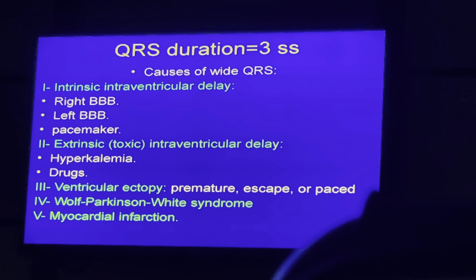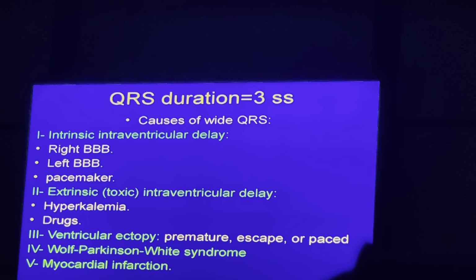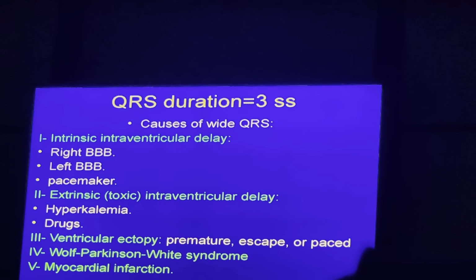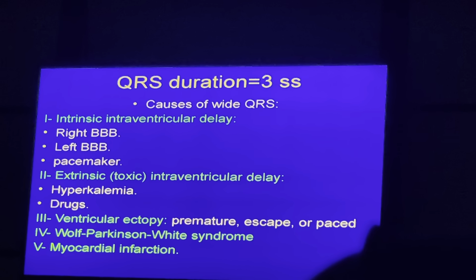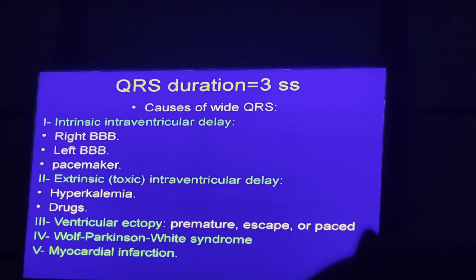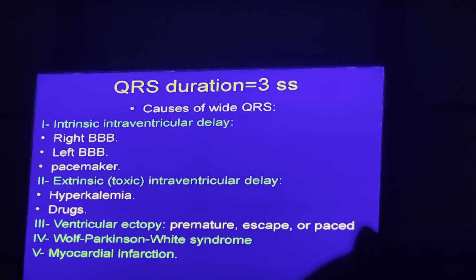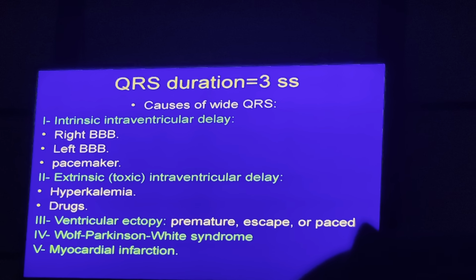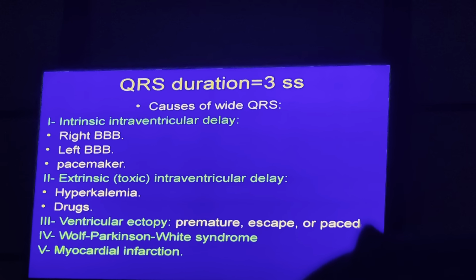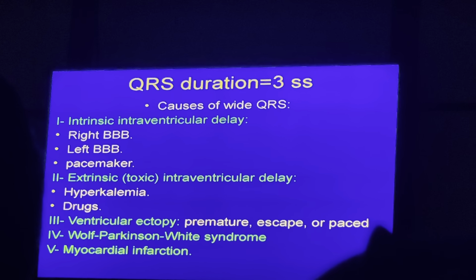Duration of QRS complex. So in the abnormalities of QRS complex, first is the voltage, second one is duration. Its duration can be prolonged; if it is more than 3 small squares, we say it is abnormal. So what are the causes? One is right bundle branch block, left bundle branch block, pacemaker. Fine.